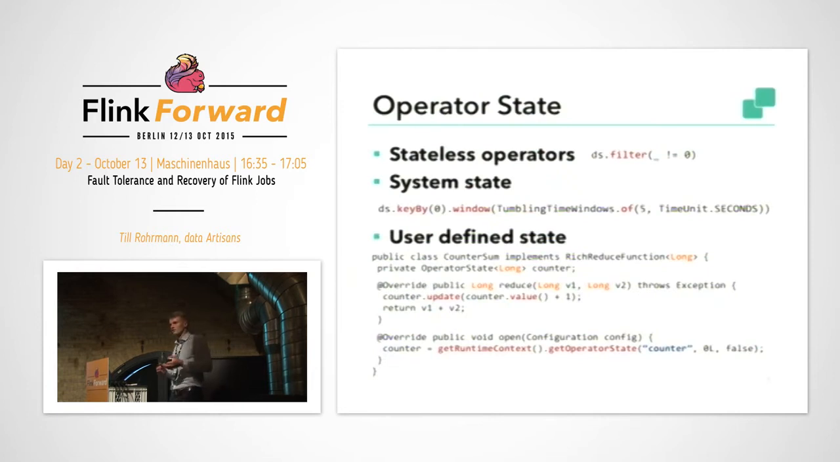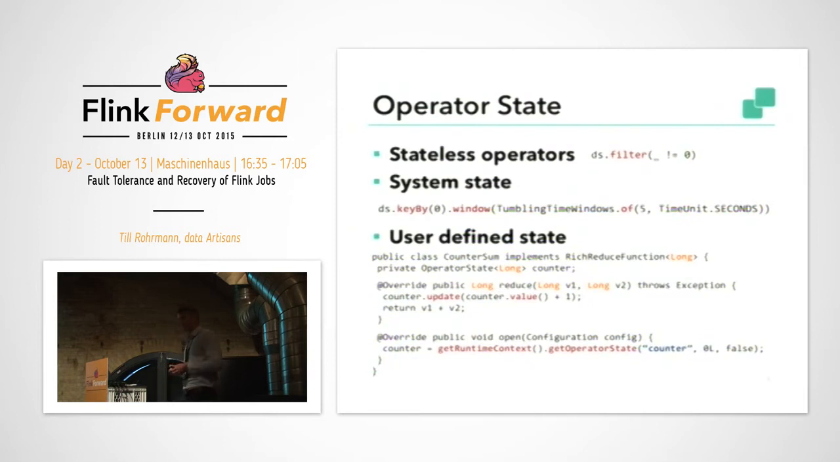Okay, now we've seen how we can achieve that the operators know when to take the checkpoint. But what is actually included in the checkpoint? Well, in Flink we have different operators. There are the stateless operators, like a simple filter or map operation. They're stateless, so we don't have to create any snapshots of it.